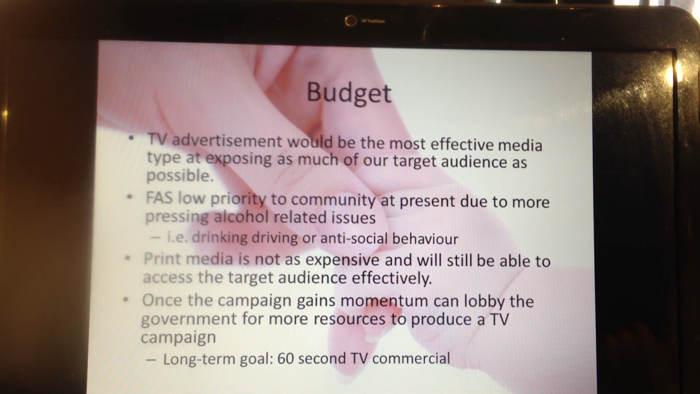So due to the demographics of our target audience, a TV advertisement will be the most effective media type at exposing our target audience. However, as FAS is not prioritised highly, it would be quite difficult to get the required resources to make a TV advertisement. Thus, print media is not as expensive and still can achieve our goals, so it would be an optimal choice to use print media. However, once we gain momentum with our campaign and begin to show meaningful behaviour change, we can use this evidence to lobby the government to receive more resources to produce a TV campaign, and therefore our TV advertisement is the long-term goal of this campaign.